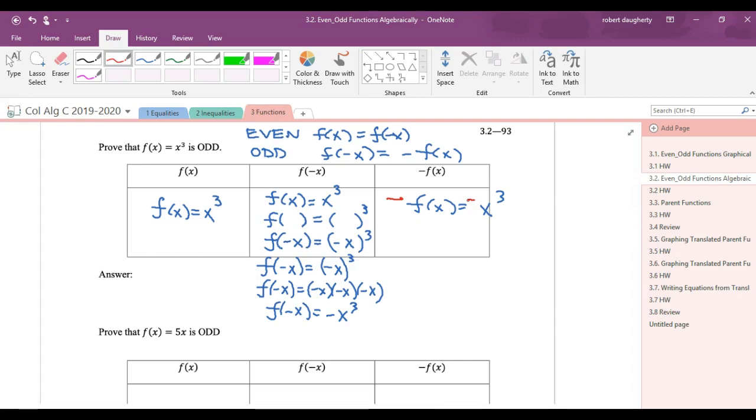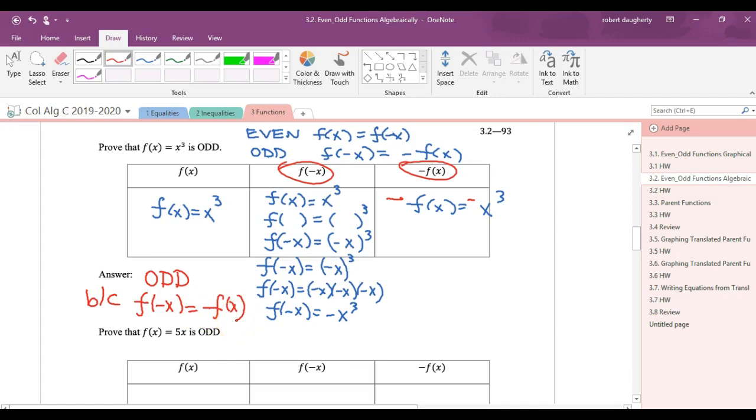Okay, now, does f of x equal f of negative x? No, but does f of negative x equal negative f of x? Do these two things match? Yeah, this function is what? Odd. So this function is odd. And why is it odd? You just copy off of there. It's odd because this and this are equal. So f of negative x equals minus f of x.